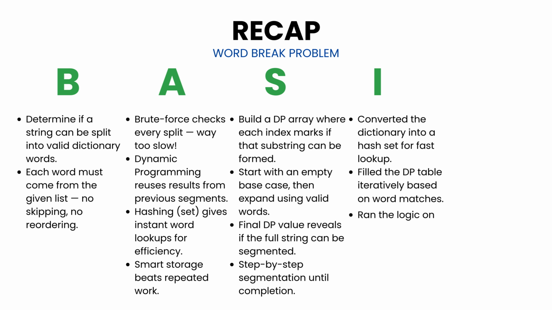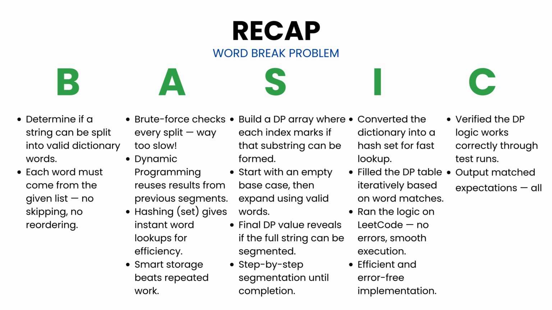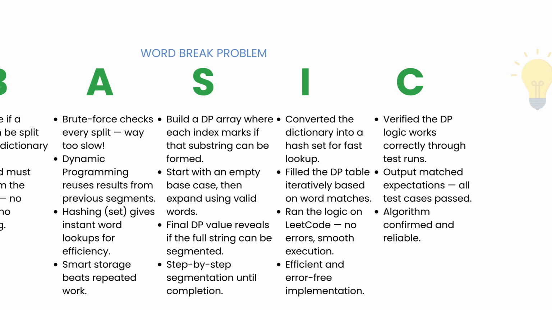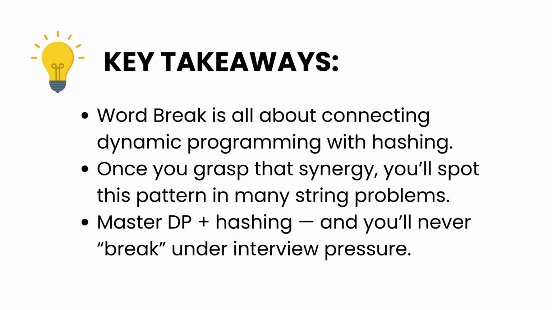Implement recap. We implemented the DP logic with efficient hashing and ran it on LeetCode. The code executed smoothly without any errors, correctly determining whether the string can be segmented. Check recap. We verified the logic by testing with sample inputs and confirmed that the output matched expectations. The algorithm passed all test cases successfully, confirming the DP table and logic worked exactly as intended. Closing insight. The big takeaway? Mastering word break teaches you how to merge dynamic programming and hashing, two of the most important tools in problem solving. Once you see how they work together, you'll not only solve this problem with confidence but also spot the same pattern in dozens of future challenges.